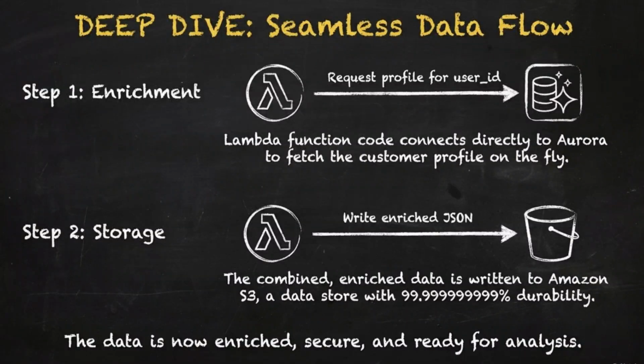Lambda can connect to Aurora and enrich data on the fly. For example, a click comes in with user ID equals 123. Lambda queries Aurora. Give me the profile for user 123. Gets the name, purchase history, segment. Joins everything together. Enriched data is ready. Now Lambda writes the enriched data to Amazon S3. S3 is storage with high durability. 11 nines. Your data is safe there.